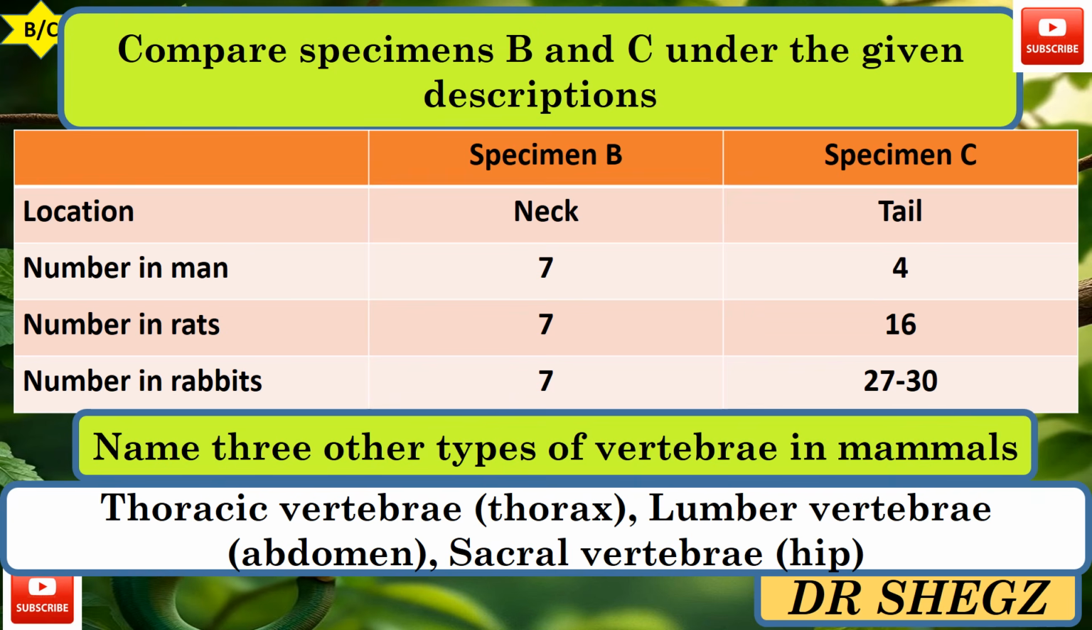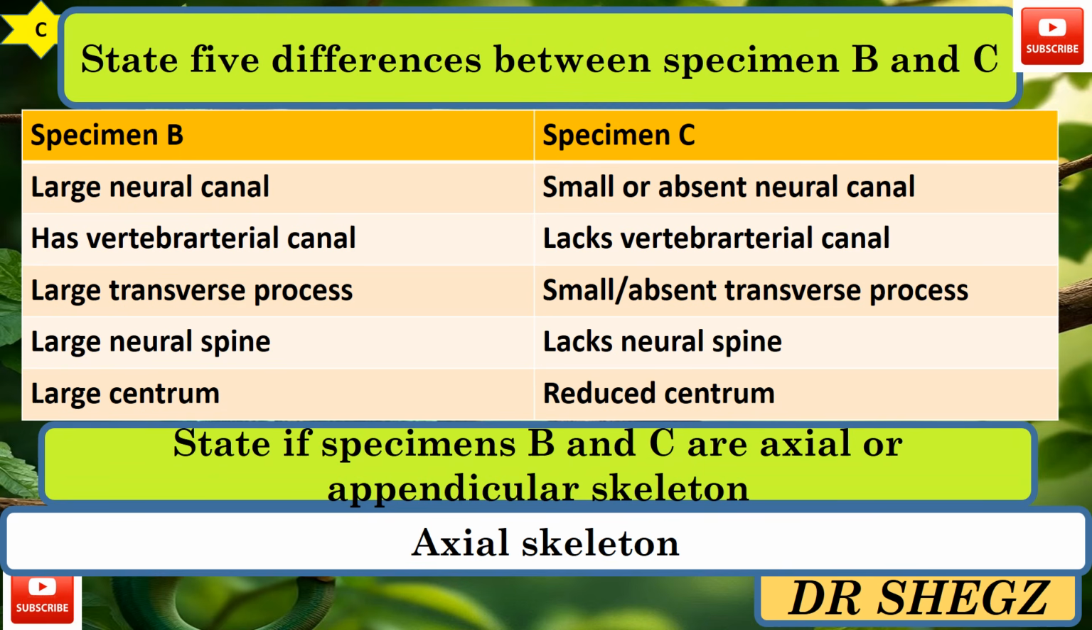And of course, these are the numbers in man, rat, and rabbit. Most of our textbooks have it like this. They all have 7 cervical vertebrae, and it varies for the caudal vertebra. Between the cervical and the caudal vertebra, you have thoracic, lumbar, and sacral vertebra. In man, the sacrum and the caudal vertebrae, which is the coccyx, are fused, and these are the regions in brackets where you can find them.